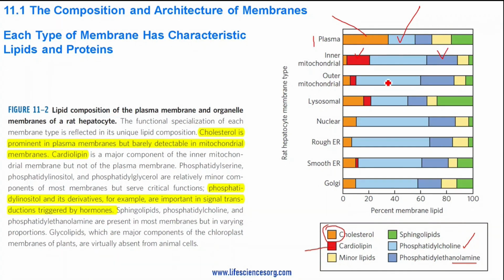Still, the outer mitochondrial membrane has a different composition of different elements, and we can see it even has a higher concentration of phosphatidylcholine as compared to the inner mitochondrial membrane. The lysosomal membrane has that much composition of different components, and the nuclear membrane, the rough endoplasmic reticulum and the Golgi apparatus have that much proportion of different types of lipids in the membrane.